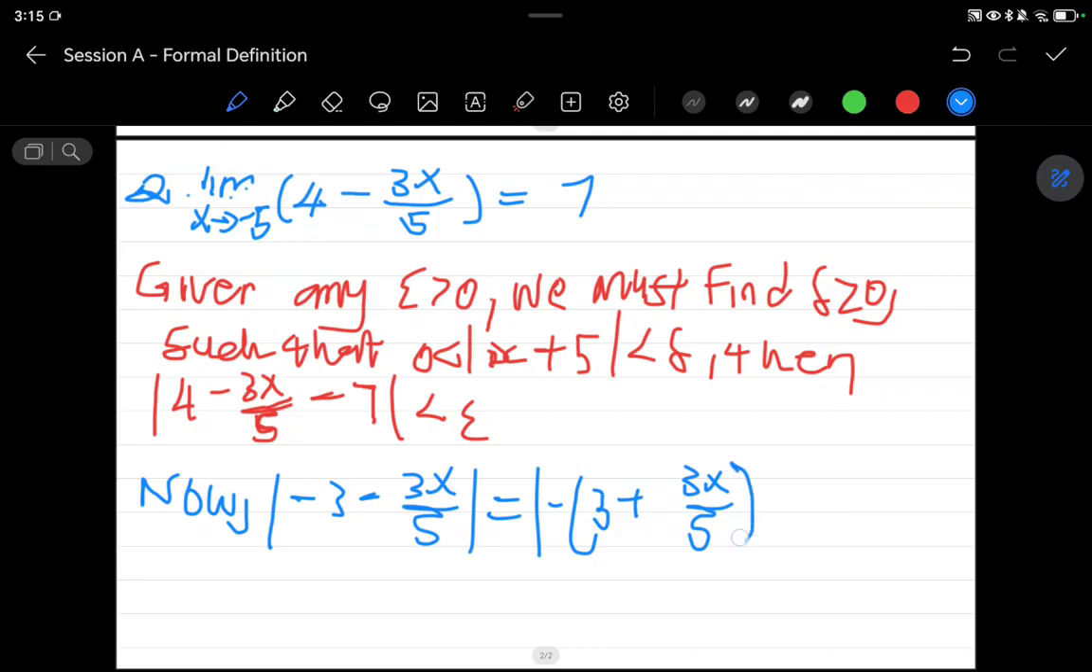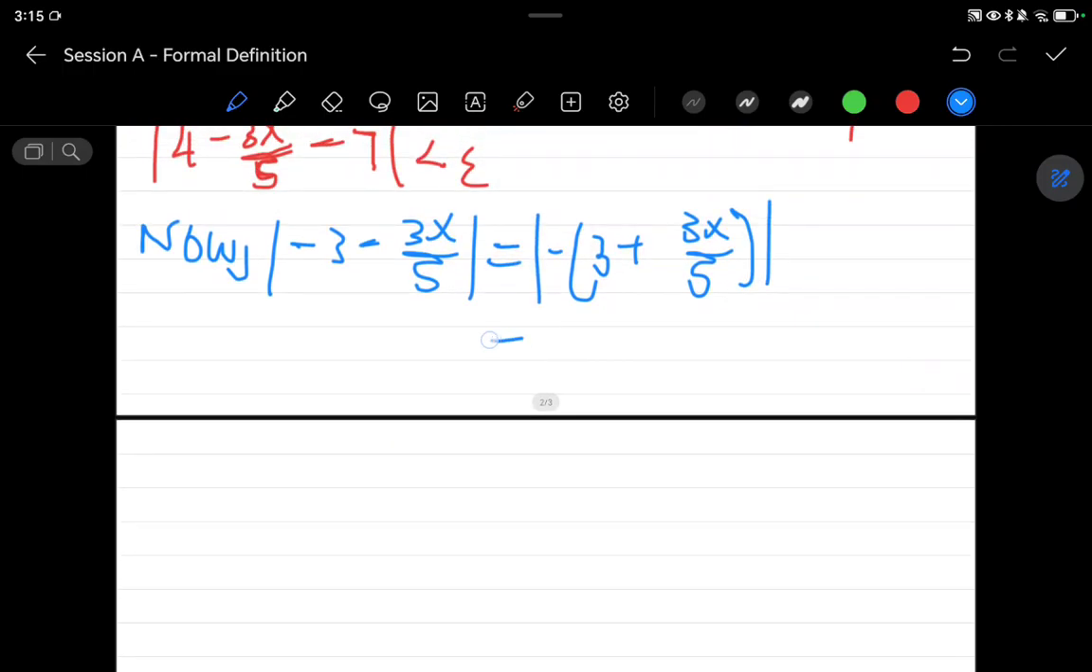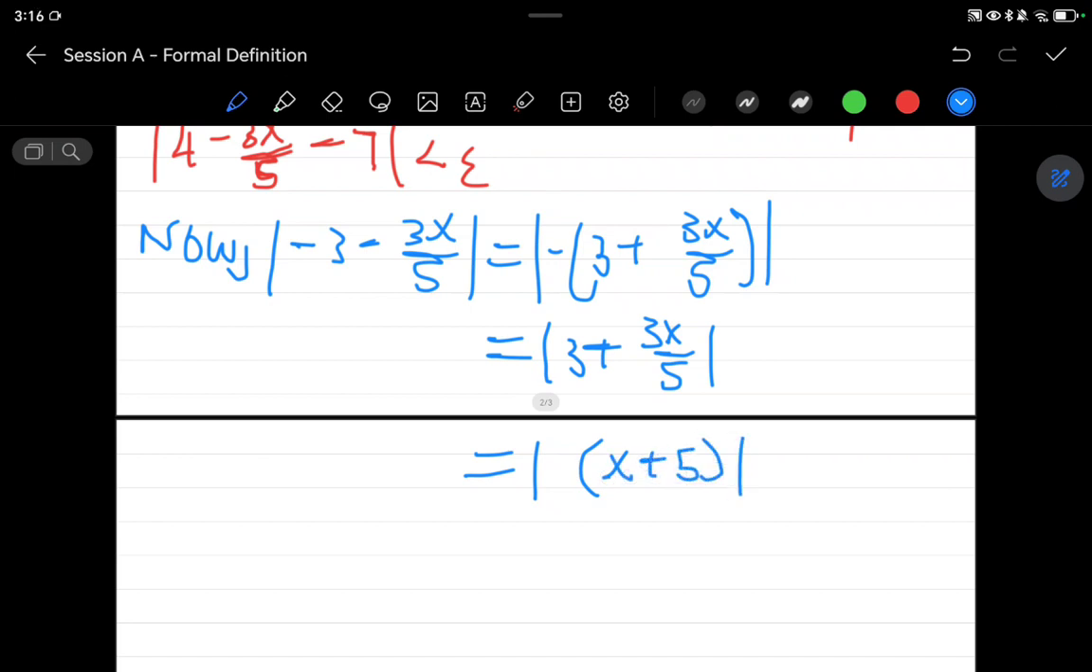3x over 5. Then here we'll have 3 plus 3x over 5. We agree, right? Now let's check this. I need to factor out something that will give me x plus 5. We agree, right? So let's say I do this. If I factor out this, let me check if this goes in.